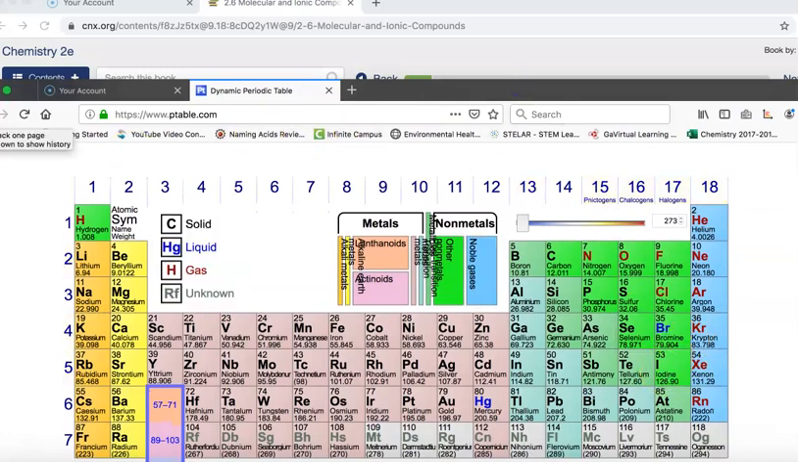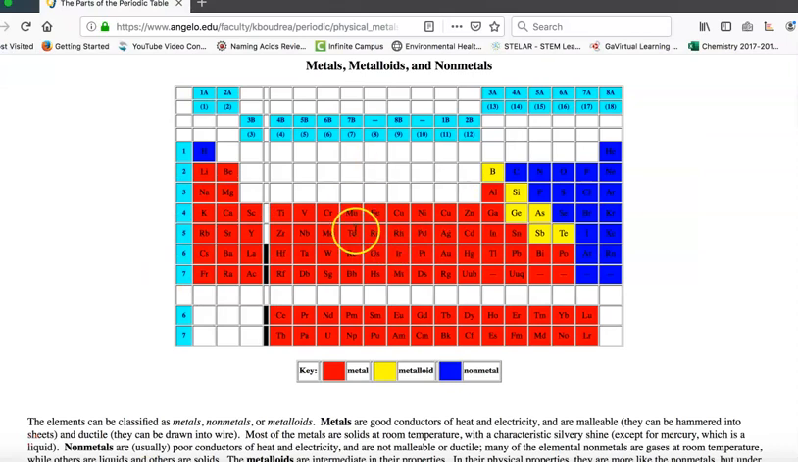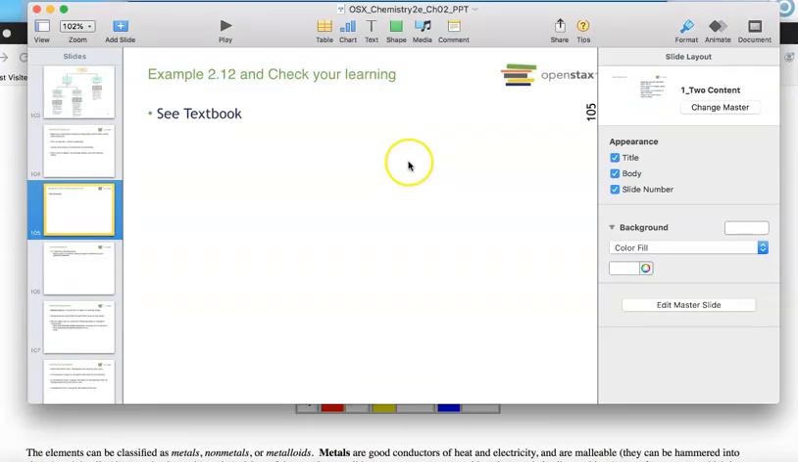Let me switch over here to a periodic table that's color-coded. It's color-coded based on whether the element is a metal, a nonmetal, or a metalloid. Metals are shown in red, nonmetals in blue, and metalloids in yellow. Again, potassium is a metal and iodine is a nonmetal. So if I have a metal and a nonmetal, the compound is going to be an ionic compound.